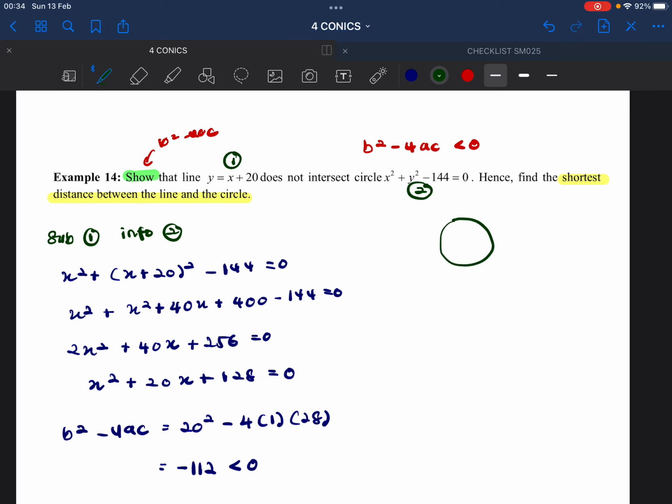Why my circle like that? I think I have a problem drawing a circle. Nope. Okay, just bear with me, guys.